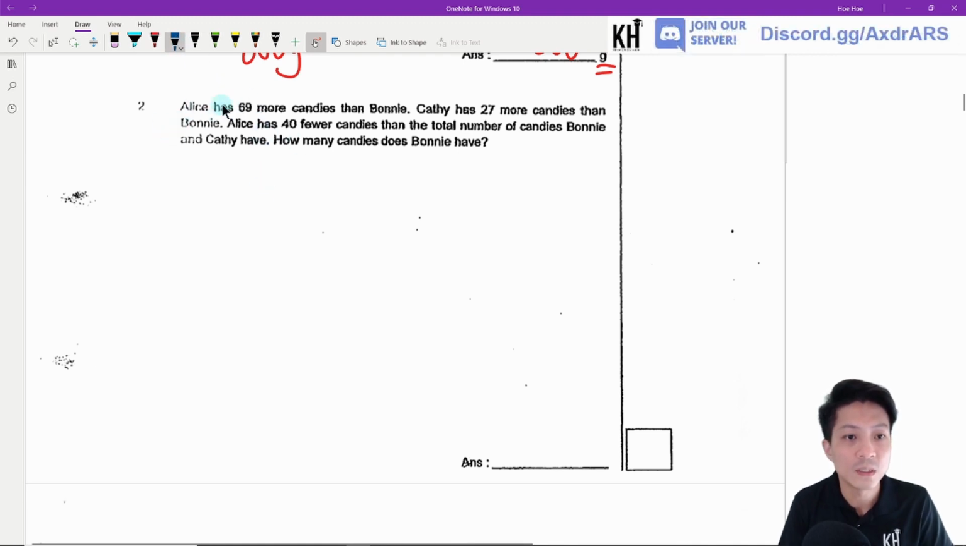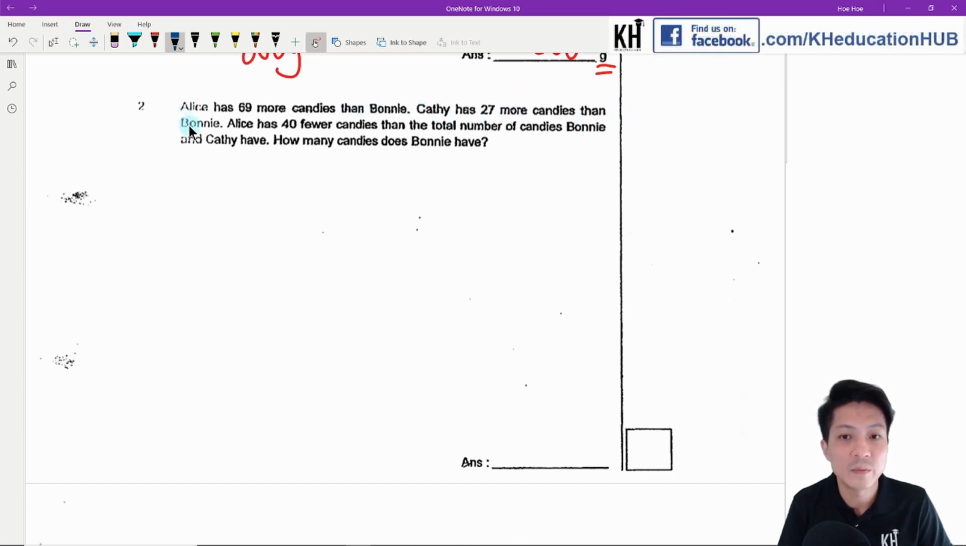Okay, question 2. Alice has 69 more candies than Bonnie. Katie has 27 more candies than Bonnie. Alice has 40 fewer candies than the total number of candies Bonnie and Katie have. So how many candies does Bonnie have?